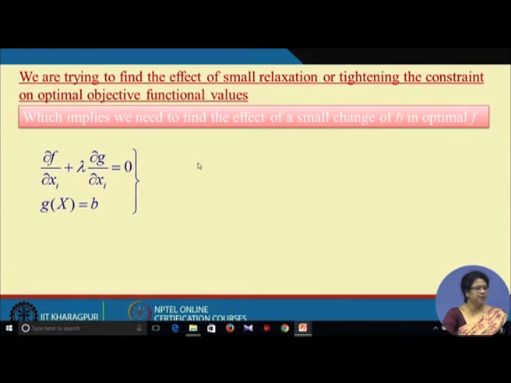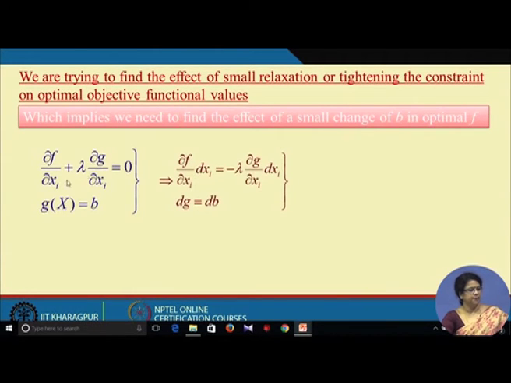From here what we can say is that if I multiply by dxi, then we are getting del f by del xi dxi equal to minus lambda del g by del xi dxi. What is the meaning of it? df is equal to minus lambda dg. Alright, and from here since g is equal to b, we are considering dg is equal to db. You may ask me that b is a constant, why are we differentiating?